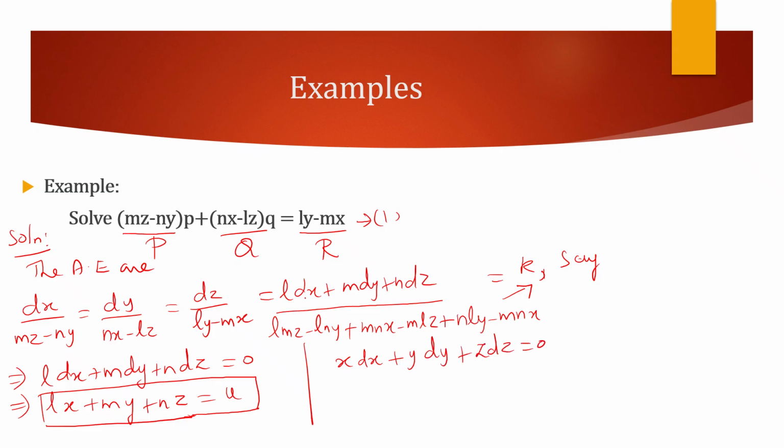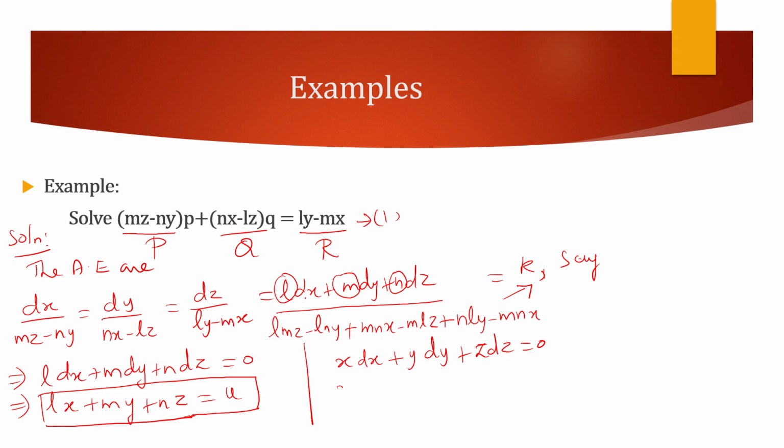Because when you multiply the first one by x, second one by y and third one by z, the sum of the denominator is 0. At the same time, we are multiplying the numerator terms, the first by x, second by y, and third by z. So in place of L, M, N, if you just replace by x, y, z, we get this. So now I'm going for integration.